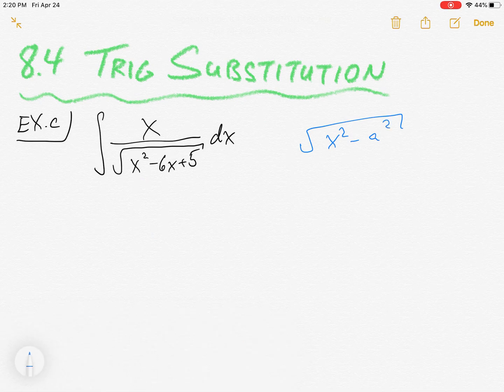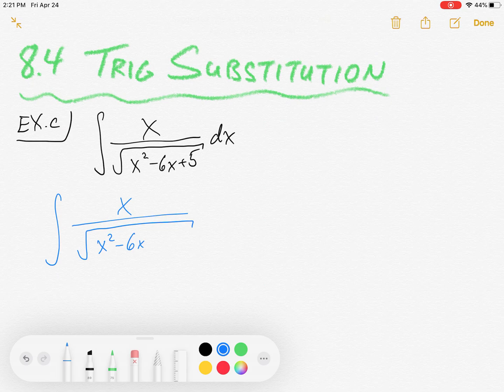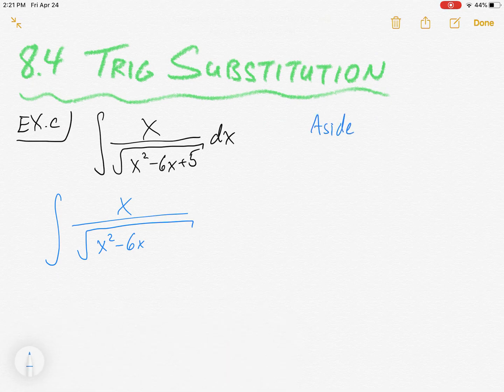Well, regardless of whether we did the u substitution way with the arc trig, we'd also need to complete the square. So either way, we've got to complete the square. Let's do that first. So integral of x, and down here, what do I really wish was there instead of 5? I really wish it was a 9, right? In fact, you know what I'm going to do? Let's do this as an aside.